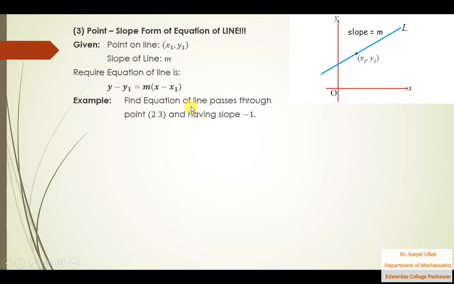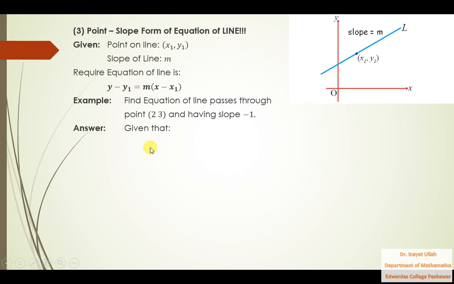We are asked to find the equation of a line. Remember, find the equation of line, which passes through a point 2, 3. The comma is missing here, so put a comma over there. 2, 3 is just like x1, y1. So this line passes through 2, 3 and has slope -1. So the slope is given to you, and we need to find the equation of line. Let us start to solve this example.